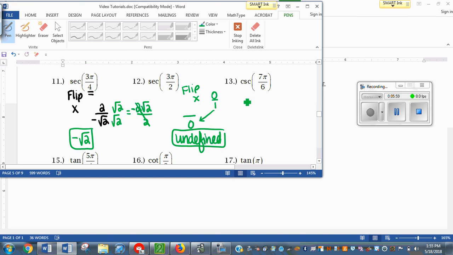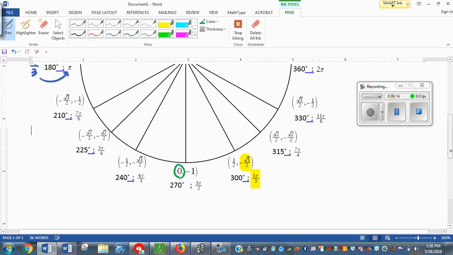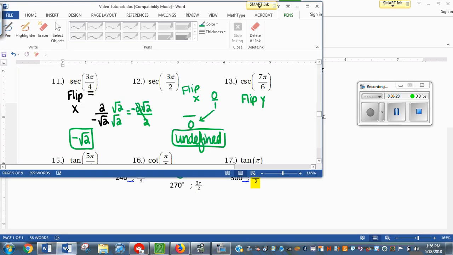Okay, cosecant means flip y, because it's really pairing up with sine, and sine is y. So go to 7 pi over 6. Which is right here. We want to flip the y value. So the y value is negative 1/2. If I flip that, it'll become negative 2 over 1, which reduces to negative 2.